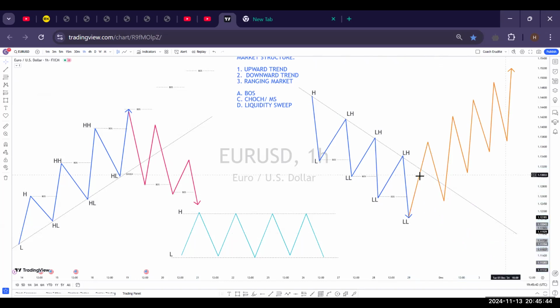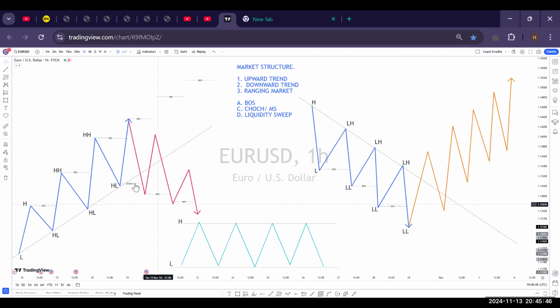Remember, price has been respecting trend, but look at what price did. Price broke our lower high, right? After price broke our lower high, look at what price did. Price proceeds to do what? Break structure to the upward side.